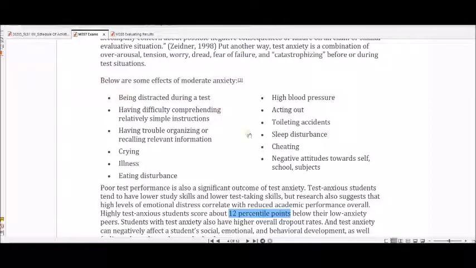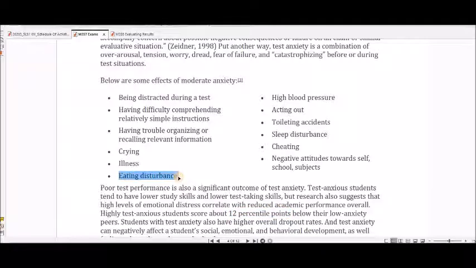Okay, I've got to go faster here. Here are some evidences of anxiety: being distracted during the test, having difficulty comprehending relatively simple instructions. How many times have you sat and read the instructions 3 or 4 times before they finally sunk in? Having trouble organizing or recalling relevant information. Sometimes people end up holding back tears, or having to leave to go have a cry. Illness: I used to have headaches all the time before I started taking certain tests when I was in 5th grade because I hated it. It was math, and I'd always get a headache. And my teacher finally told me, it's because you're worried about the test.